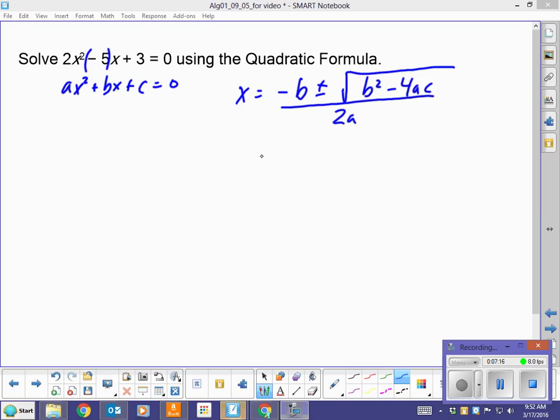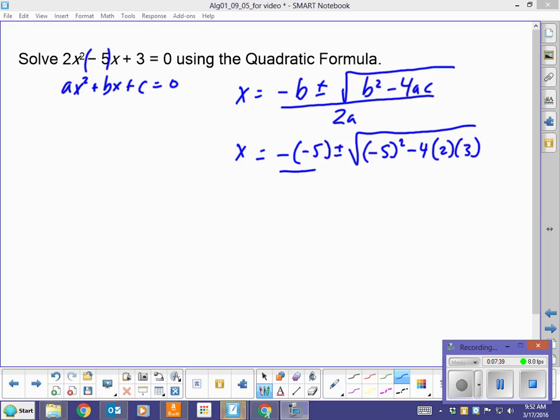Okay. So x equals the opposite of b, which was negative 5, plus or minus the square root of b squared, which is negative 5 squared, minus 4 times a, which is 2, times c, which is 3, all divided by 2 times a, which is again 2. Okay, so x equals the opposite of negative 5, which is 5, plus or minus.